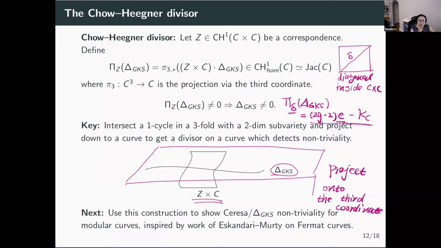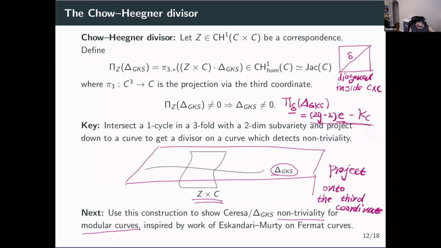Next I will use this construction to work on non-triviality for modular curves. This work was really inspired by the work of Eskandari and Murty, their work on Fermat curves. They used the Schoen divisor to prove the non-triviality of the Ceresa cycle for Fermat curves.